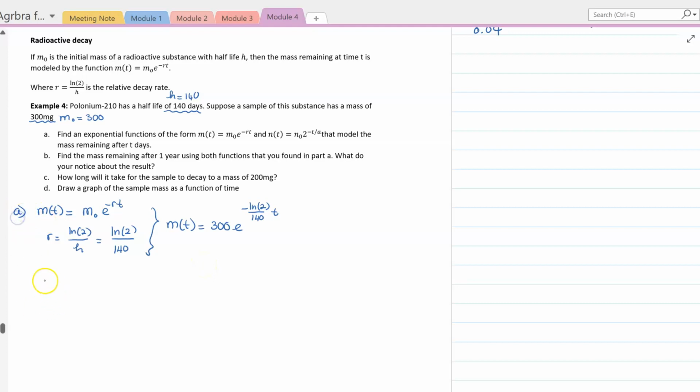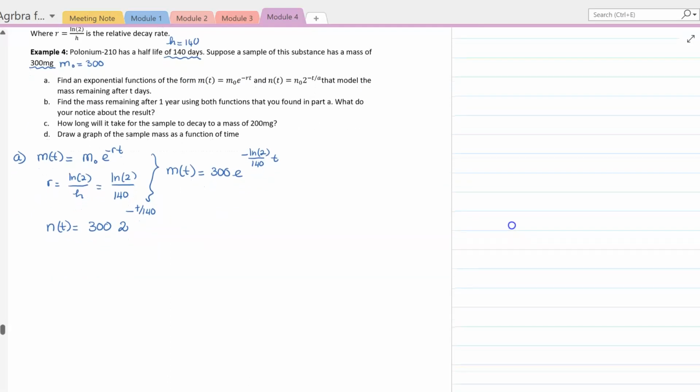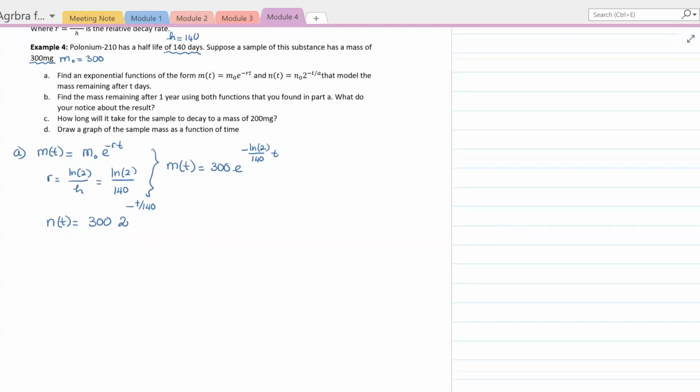That's part A. And the other formula, N of T, is equal to 300 times 2 to the negative T divided by 140. In part B, we want to find the mass remaining after 1 year. Okay, after 1 year. So let's assume that T equals 365 days.